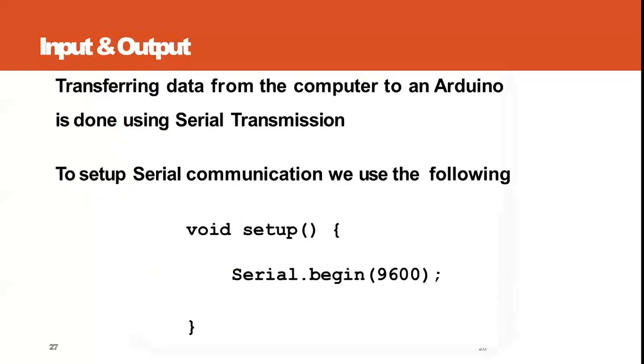Input and output. Transferring data from computer to Arduino is done using serial transmission. This is done using a USB port, using which we can dump the code to Arduino from the IDE. To set up the serial communication, we have to use the Serial.begin method: Serial.begin(9600). This is a standard number.